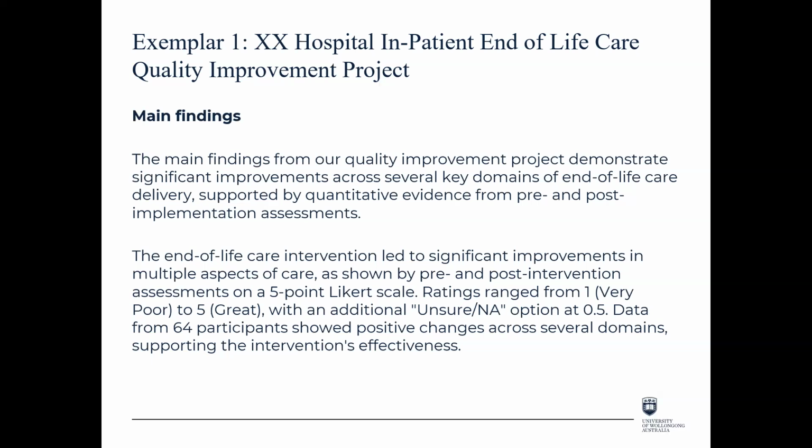The end-of-life care intervention led to significant improvements in multiple aspects of care, as shown by the pre- and post-intervention assessment on a 5-point Likert scale, with the ratings ranging from 1 to 5. So 1 was very poor, and 5 was great, was the best score.